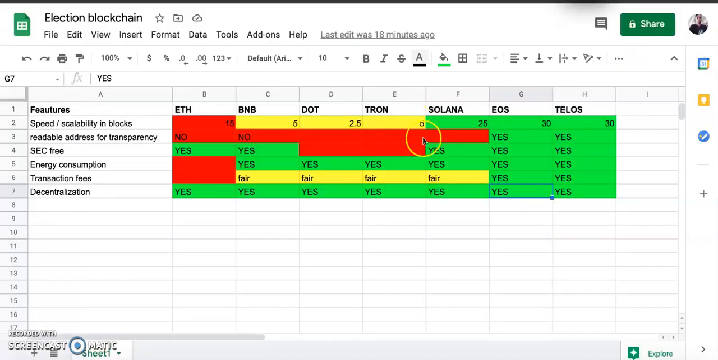And when it comes to building a blockchain solution for voting, your best choice is Solana, EOS, and Telos.